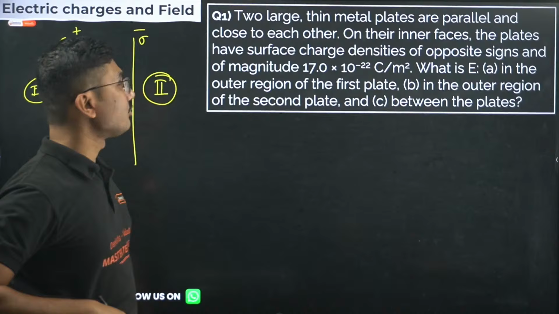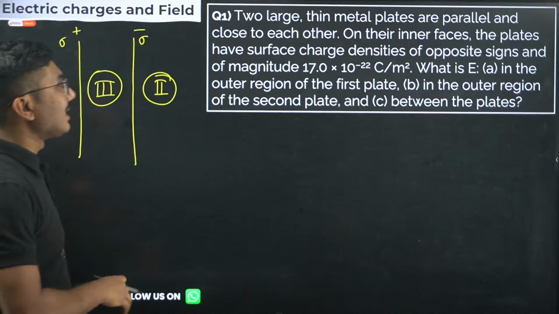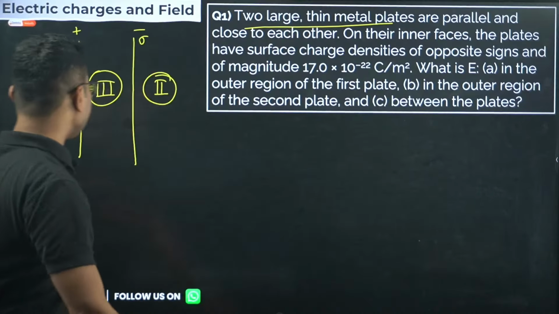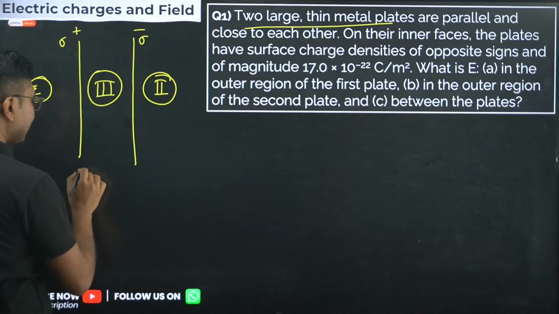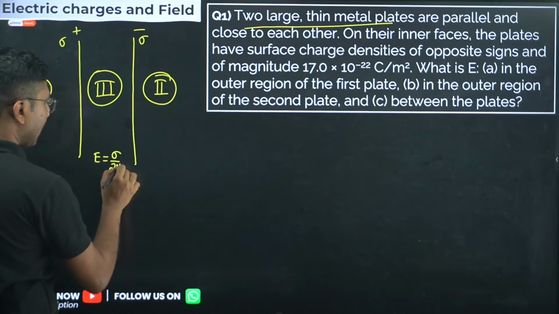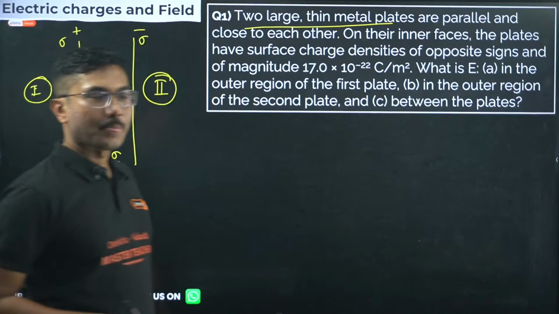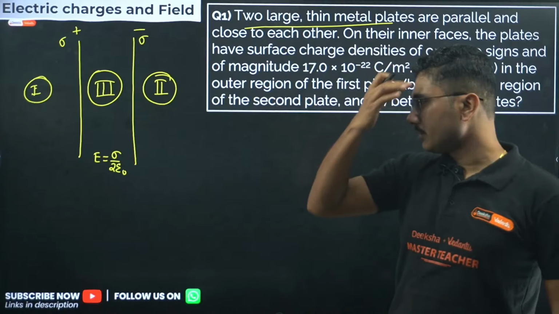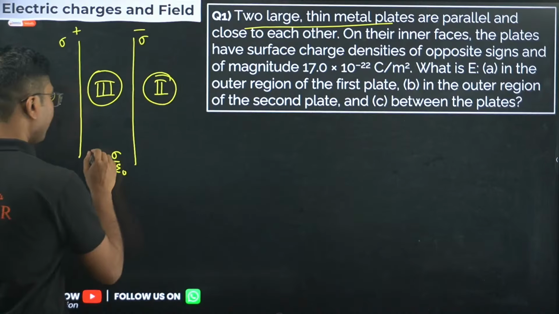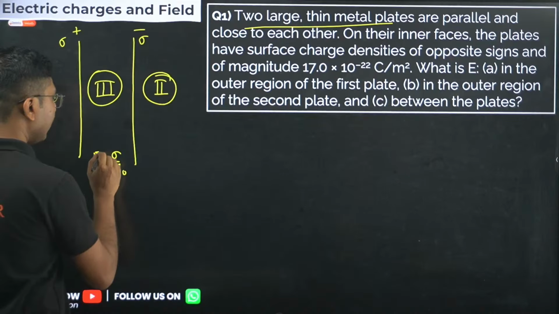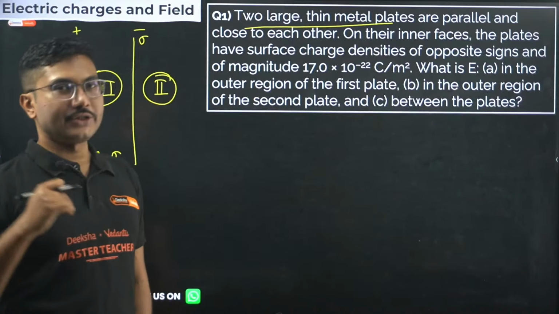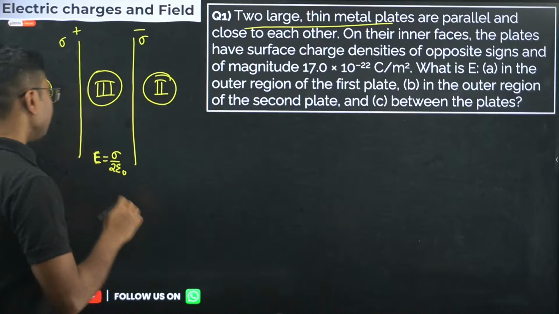Now let us understand this question. First of all, these are large thin metal plates. Near a large thin metal plate, the electric field is given by sigma by 2 epsilon naught. This is the formula. The derivation is there in your textbook, but derivation is not important, you have to remember the formula. I have shared one video of a formula sheet, you can check that out, download the formula sheet, and keep it with you just in case.